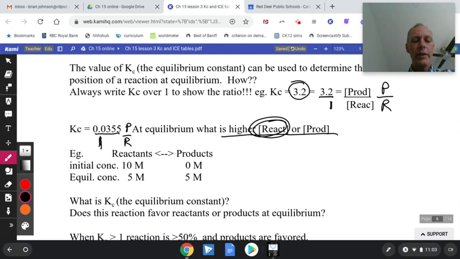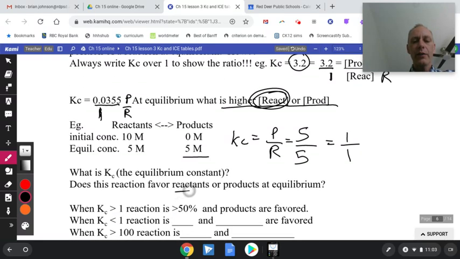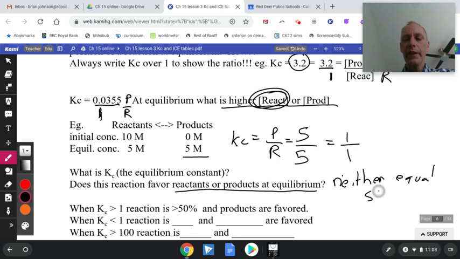Okay. What is the equilibrium constant for this reaction? Kc is products over reactants. We have 5 moles of product over 5 moles of reactant. Interesting. This one works out to be a 1-to-1 ratio. So does it favor reactants or products at equilibrium? Well, that's a trick question. Neither. It's equal. Very unusual to have a reaction that sits at 50% reactant, 50% product. But that's this example, and you can see it there. Equilibrium concentrations are equal, 50-50.